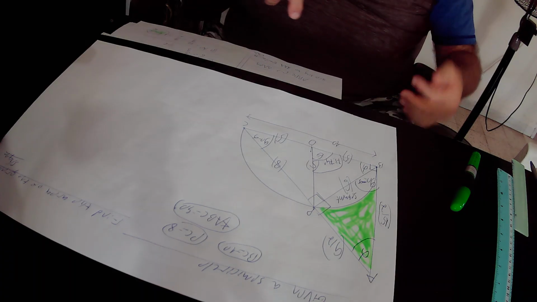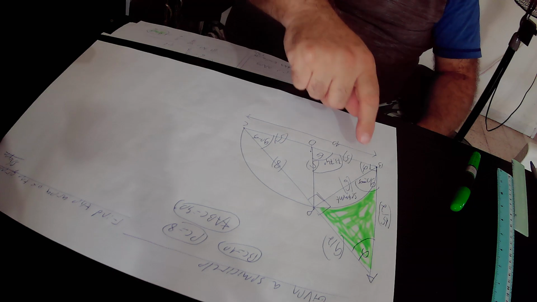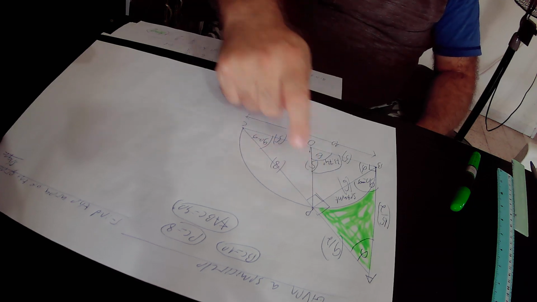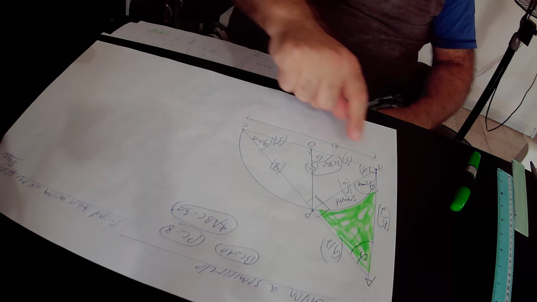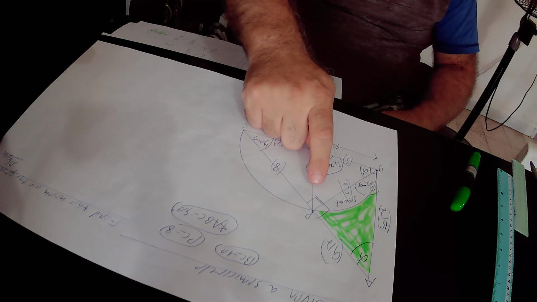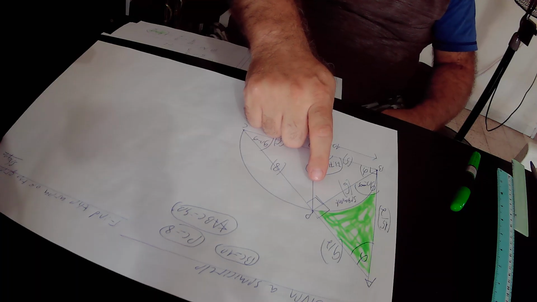So in the right triangle PBC, this angle equals alpha, this angle equals 90 degrees, and therefore this angle must be equal to 90 degrees minus alpha. Why? Because 90 degrees minus alpha plus alpha is 90 degrees, and 90 degrees plus 90 degrees is equal to 180 degrees, that is the sum of the angles in the triangle.